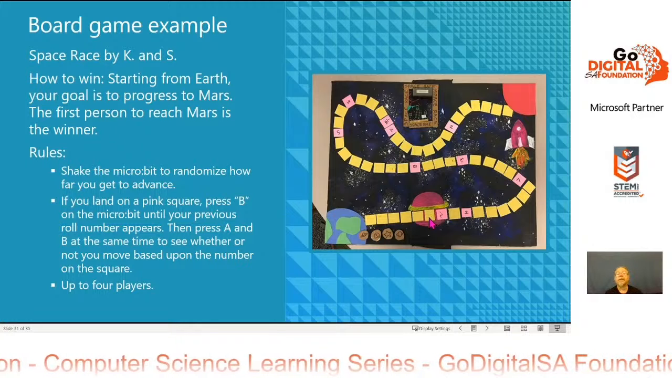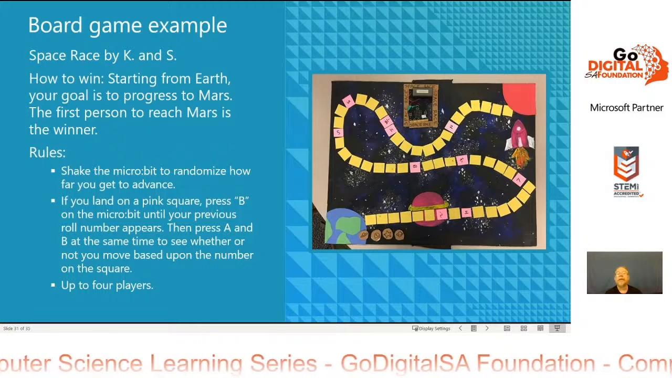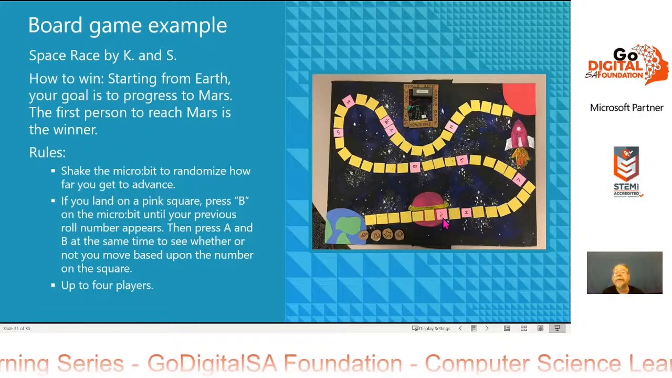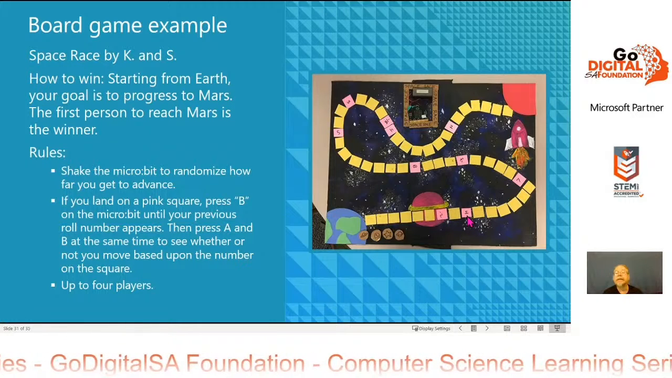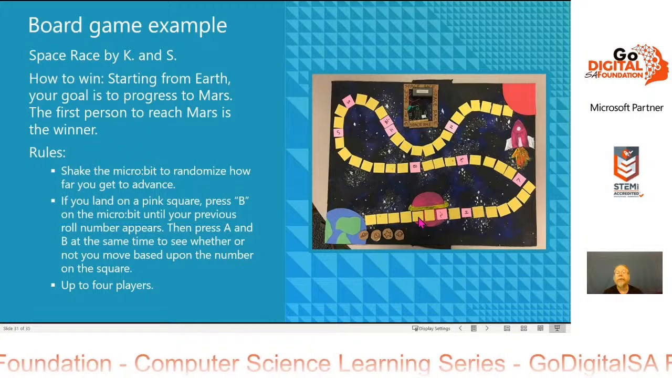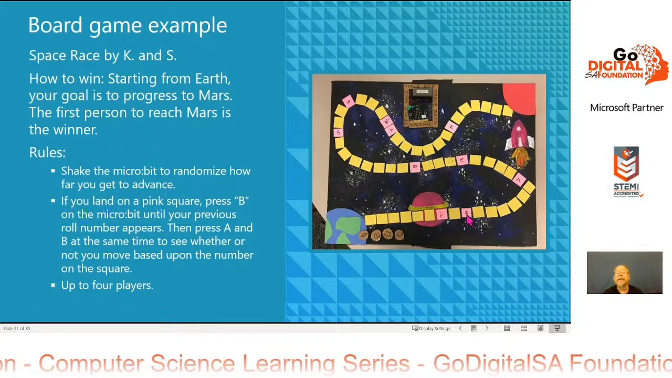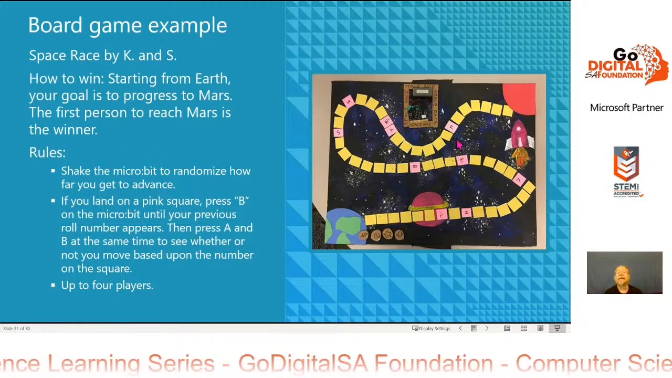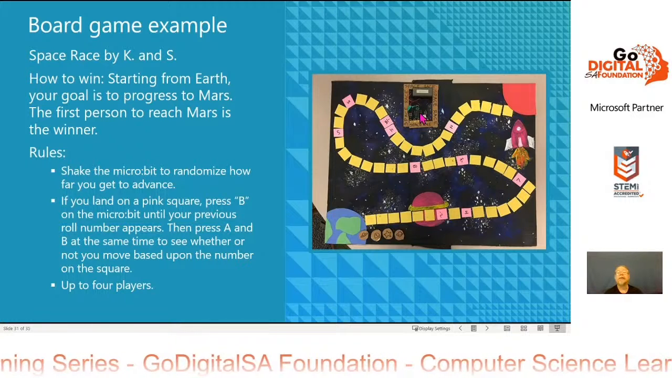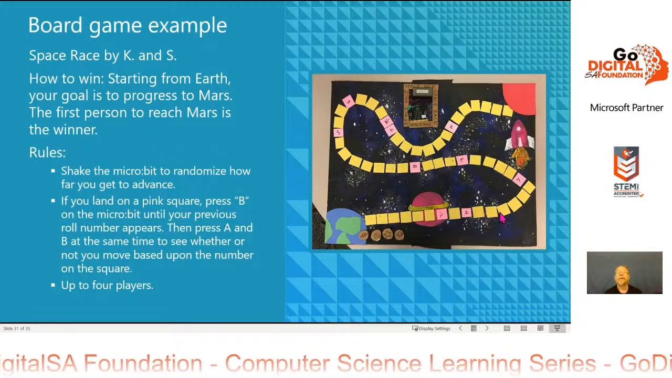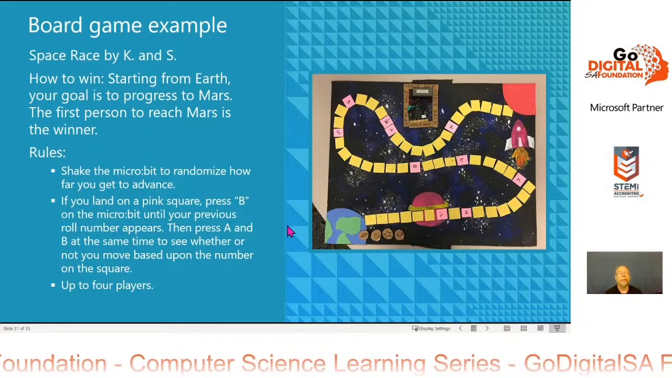If you land on a yellow square, you do nothing. If you land on a pink square, you might have to go back. This is -2. You might go forward. This is 4. If you land on this square, it means you have to go back 2 squares. If you land on this square, you can go ahead 4 squares. Okay, and so on. So that's just a game that somebody's invented. They're using the microbit to choose the number of squares ahead that they go.